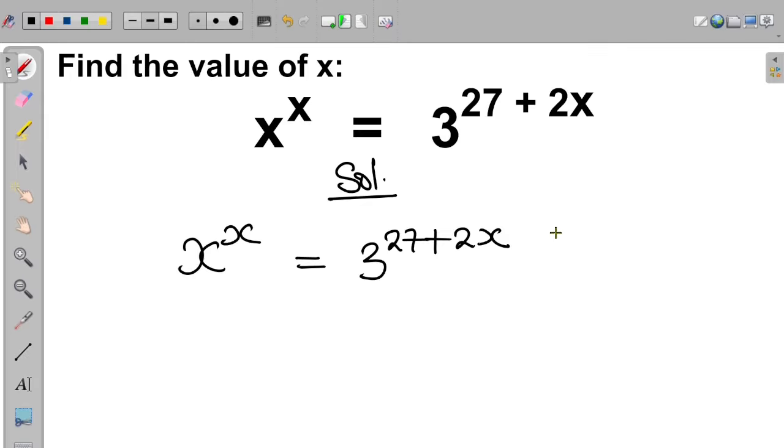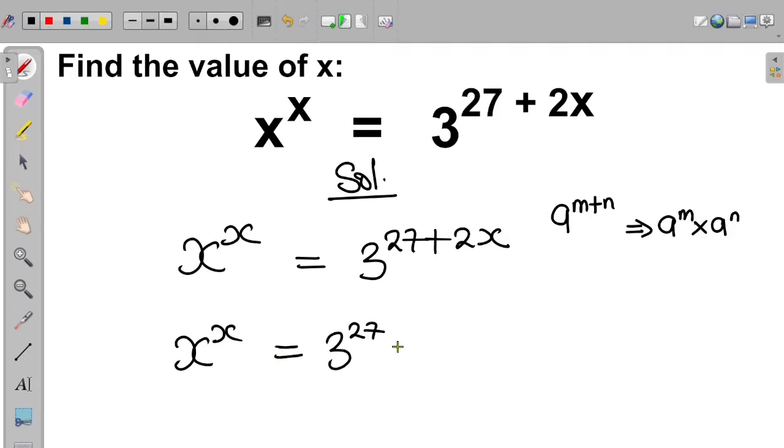law of indices. So recall that if we have a to the power of m plus n, this can be expressed as a to the power of m multiplied by a to the power of n. So therefore, we have it that x to the power of x is equal to 3 raised to the power of 27 multiplied by 3 raised to the power of 2x.